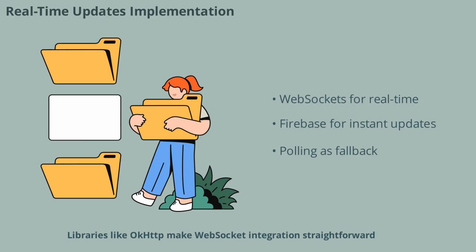Real-time updates are achieved with WebSockets, enabling two-way communication between server and client. Libraries like OkHttp make WebSocket integration straightforward. Firebase Realtime Database and Firestore push updates instantly. Server-sent events are another option, though less common. If WebSockets aren't feasible, periodic polling can be used as a fallback, though it's less efficient.